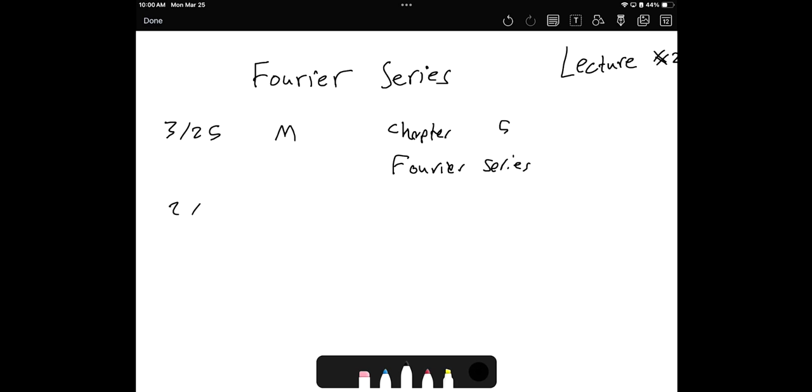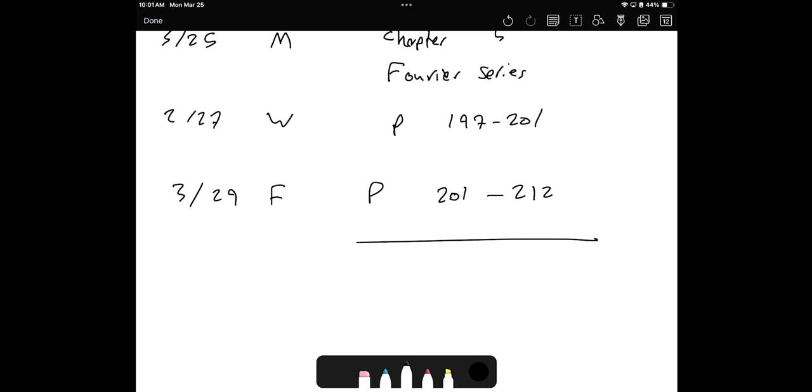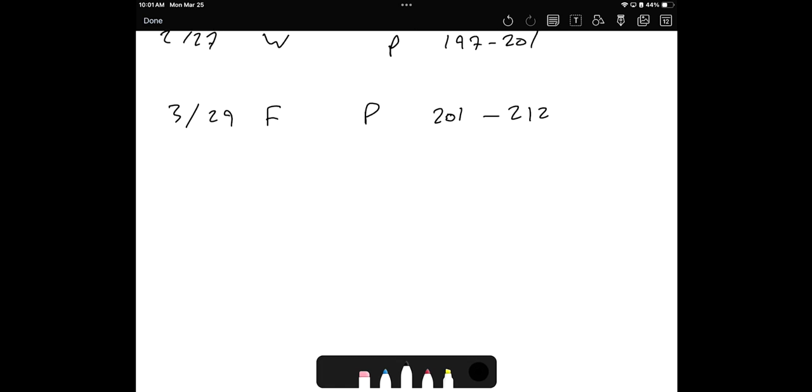Then on Wednesday, 27th, the reading is pages 197 to 201. Friday, 29th, the readings are pages 201 until 212. Next week, April 1st, the reading is pages 216 until 218.